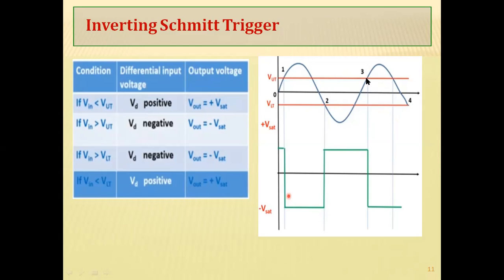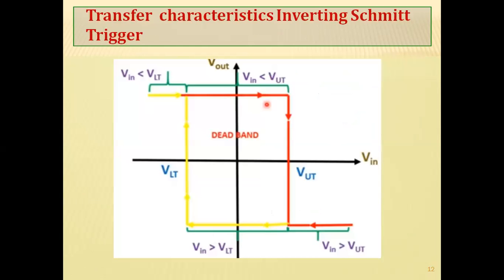Whenever it reaches point 3, again V in increases. Your V in is above VUT. Whenever your V in becomes more than VUT, it has to saturate to the negative region. Hence, there is a swing of the output from positive saturation to negative saturation region. In this manner, the inverting Schmitt trigger works. And we'll see about the transfer characteristics here.